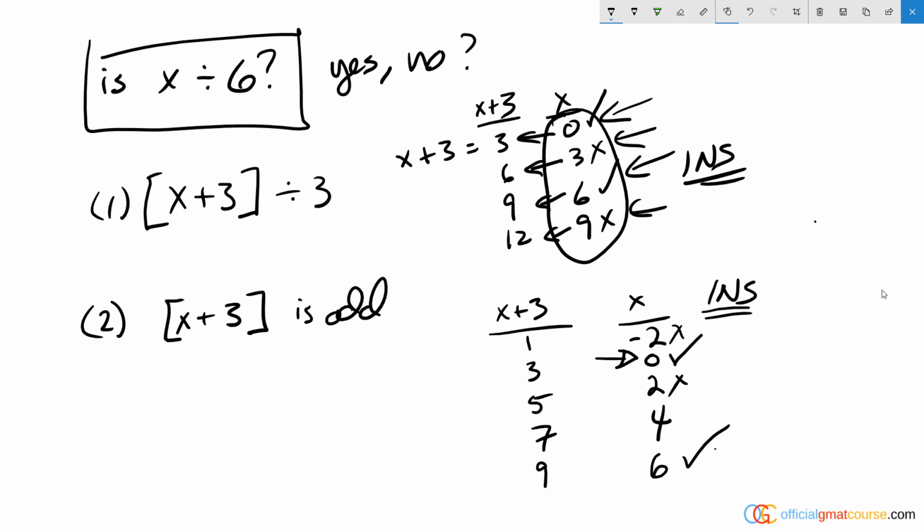Now, to be divisible means you're a multiple of a number. So you can express a number that's divisible by 6 as 6 times some integer. And so if that integer was 0, that would still be a number divisible by 6.